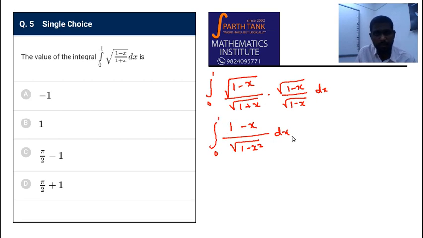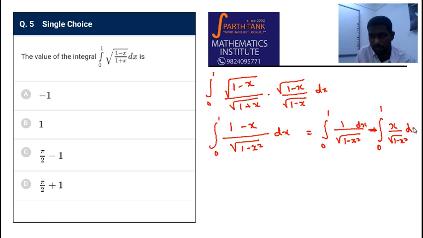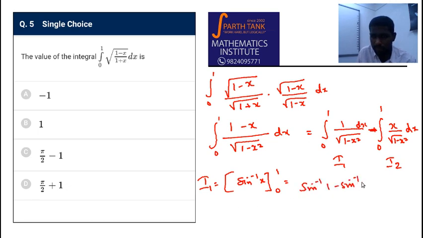This can be split into two integrals. 0 to 1, 1 upon root of 1 minus x squared dx, minus 0 to 1 x by square root of 1 minus x squared dx. Now let's call this I1 and I2. What about I1? I1 we know is the integral of 1 by root of 1 minus x squared, which is sine inverse of x, from 0 to 1. This becomes sine inverse of 1 minus sine inverse of 0, which is pi by 2 minus 0, pi by 2. So the first integral is pi by 2.